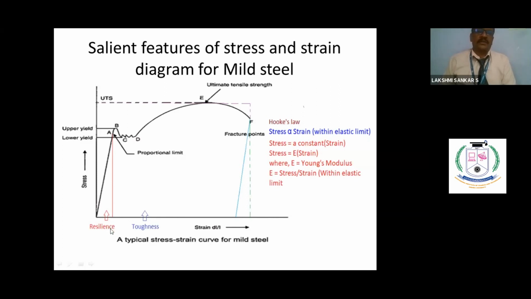So two mechanical properties we have discussed from this stress strain diagram: one is resilience, another one is toughness. Both are important with respect to mechanical engineering. But if you see the actual industry practice, for the strain energy stored, the toughness, usually they take this rectangle alone.